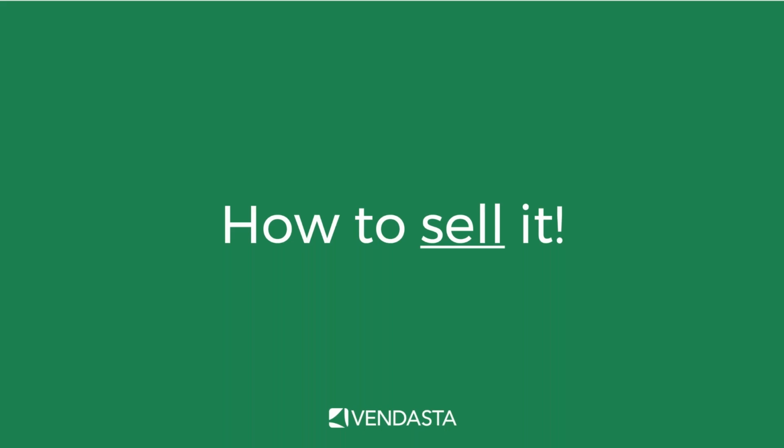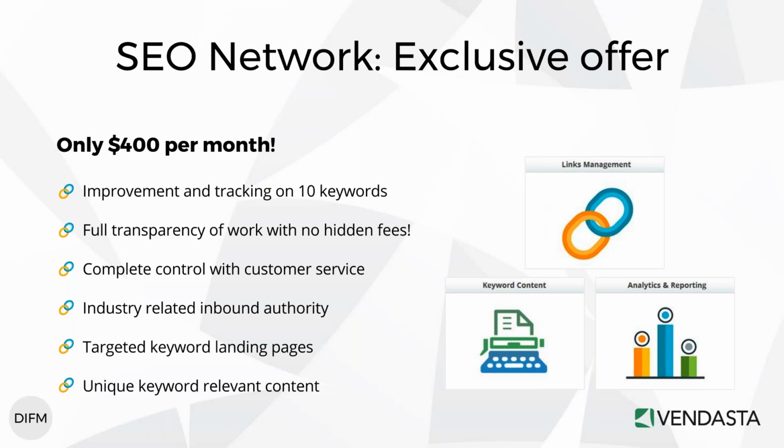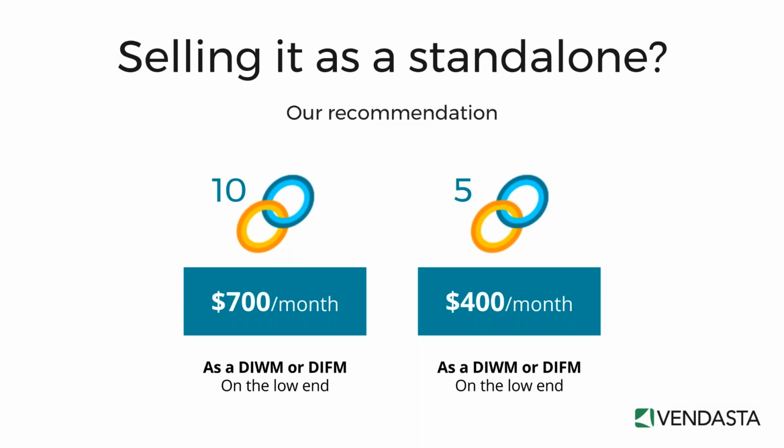And then how to sell it. So for all of our partners, we do have a couple exclusive offers for you. For the 10 keywords, we have it for $400 a month. For the 5 keywords, we have it for $225 a month. Again, if you're looking in the marketplace under that products tab, there are also some additional 10 keyword add-ons. So if you do want to add 20 keywords, 30 keywords, it is available to you.